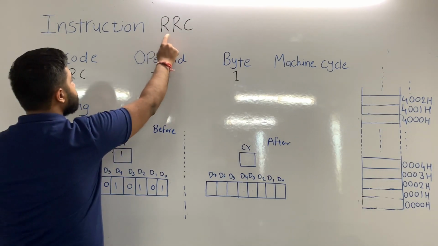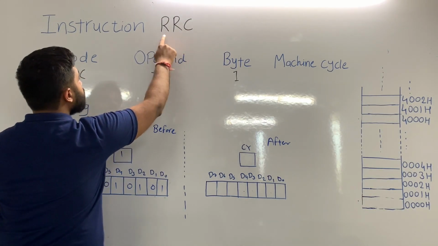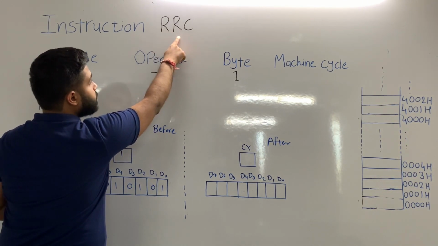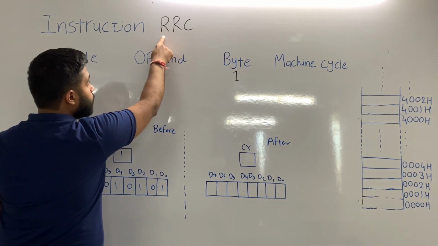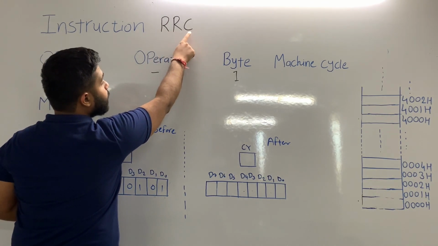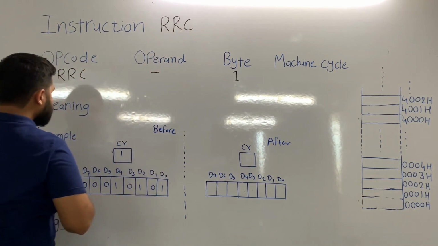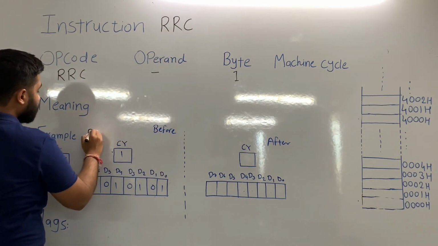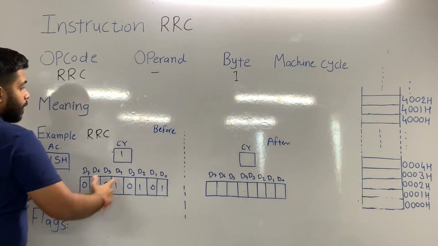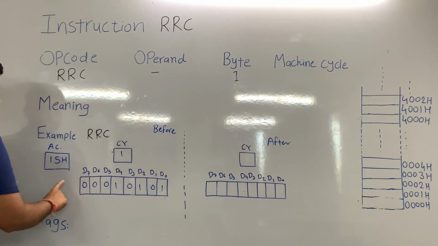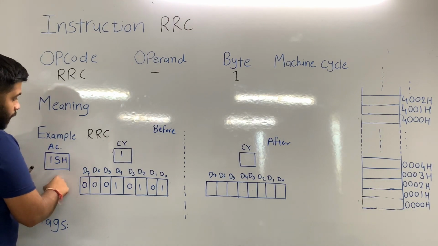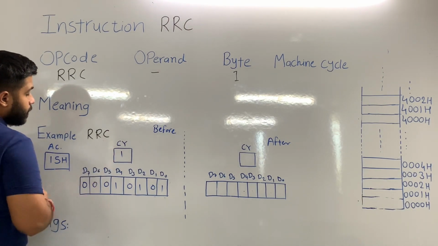Now RRC. RRC means rotate the content of accumulator right side without carry. Let's see one example. Suppose the example is RRC, the instruction itself. Before the execution, you can see that the content of accumulator is 15H. The content of carry flag is 1.